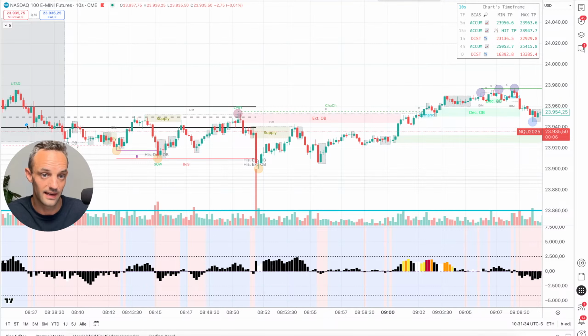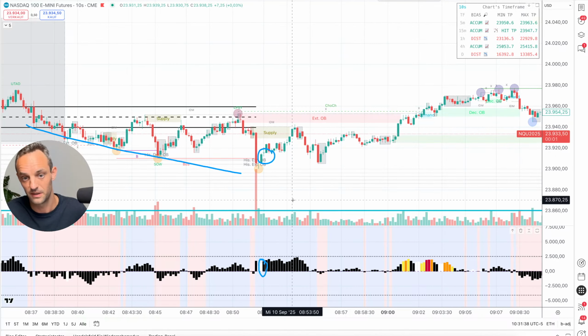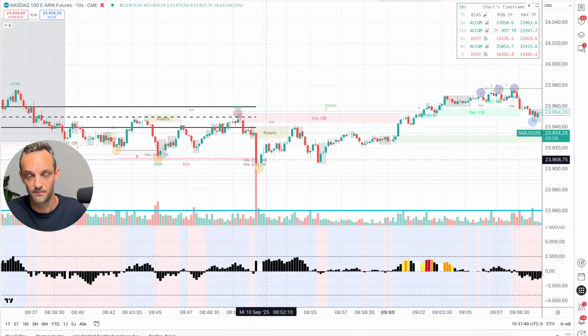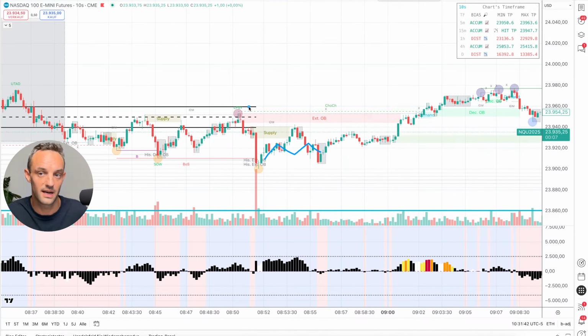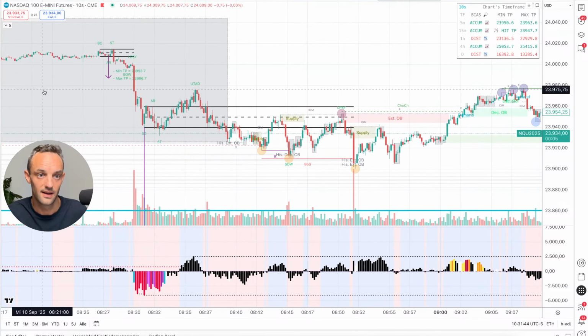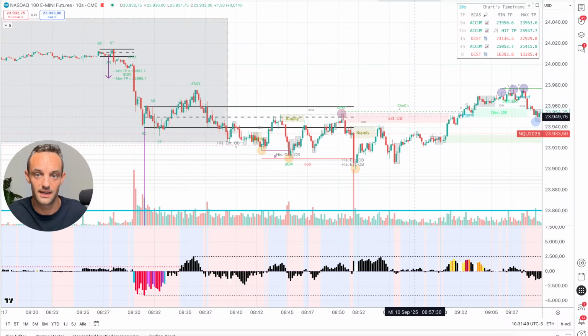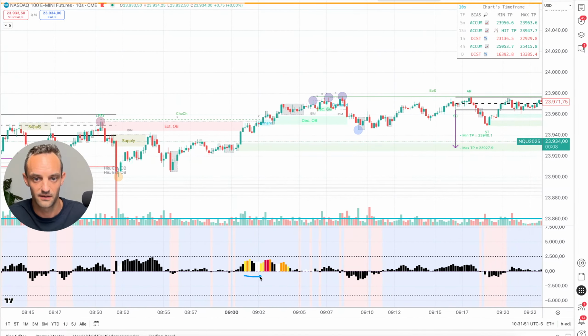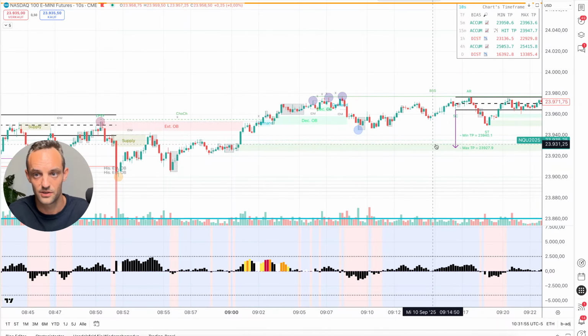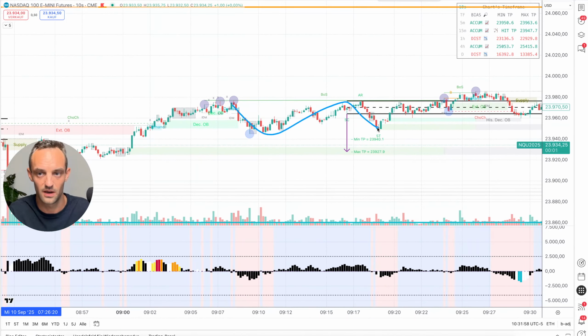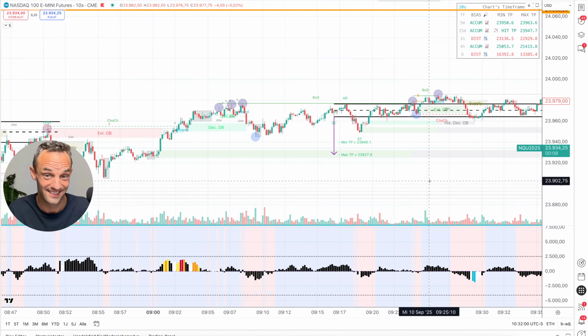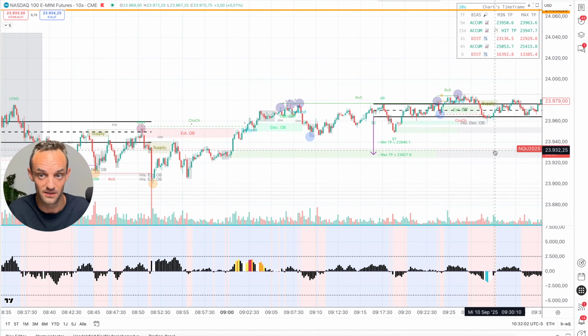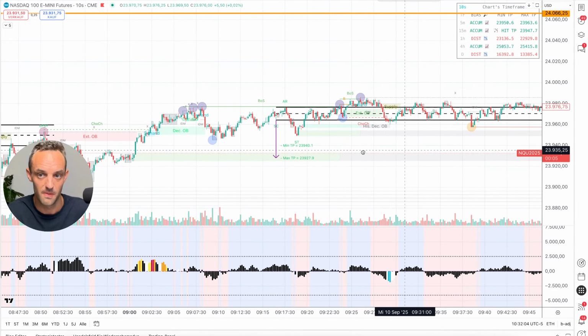Because we had the lack of participation and now we have the buyers coming on the 10-second chart again. So they potentially might move this price to the upside and try to go again to new all-time highs. They're coming, try to do it. Again, lack of participation. They chopped around. This is what happens, okay? You don't need to be scared of this chop.